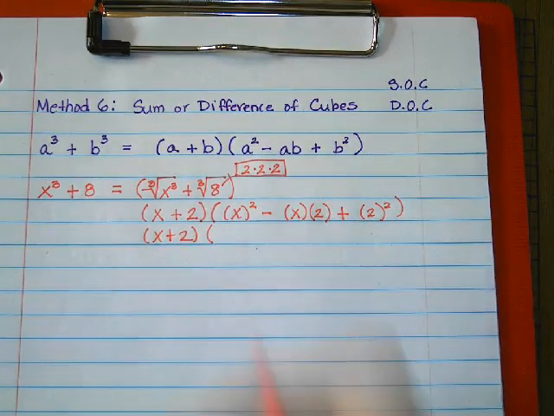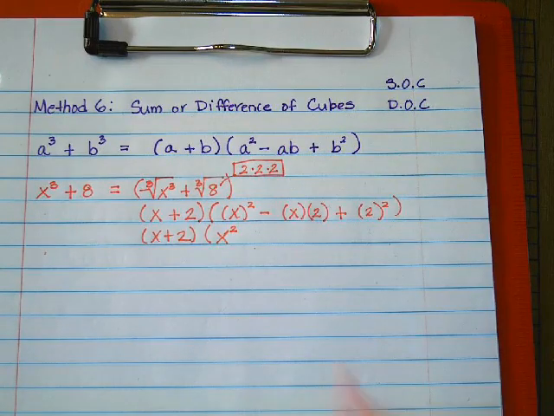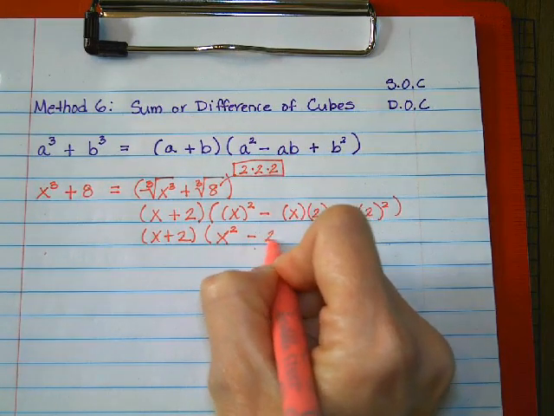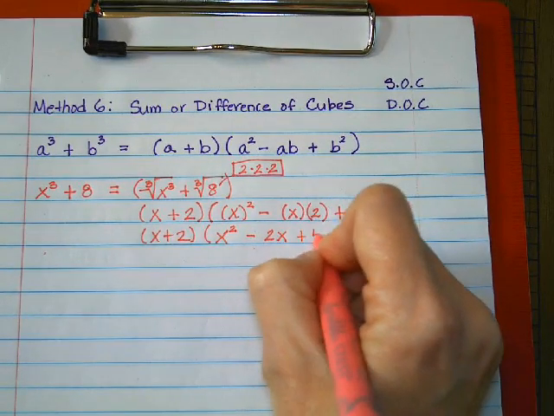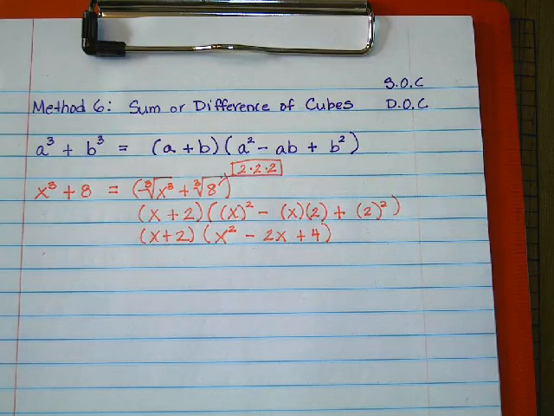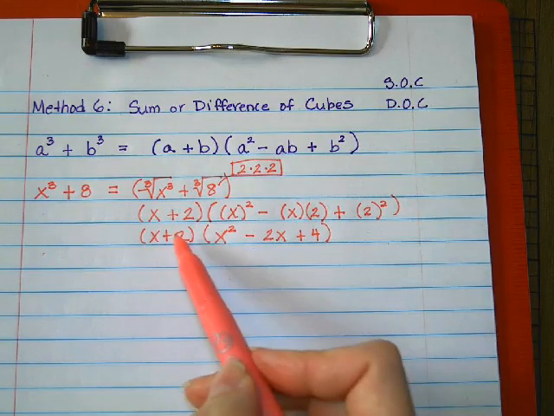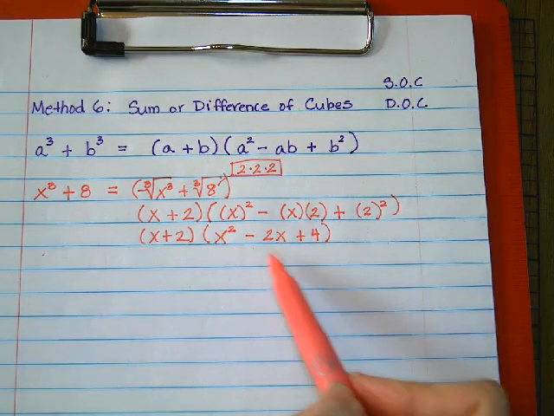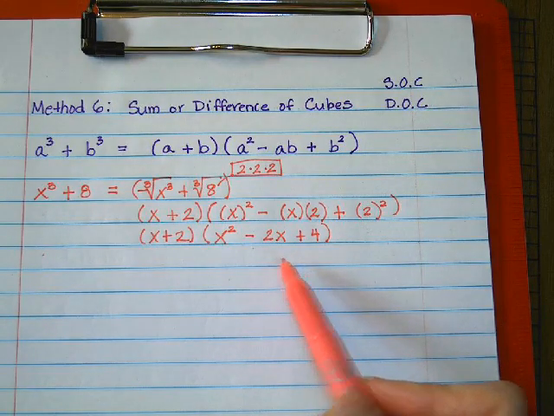x squared is just x squared. Negative x times 2 is negative 2x. And then 2 times 2 is 4. So now I have done the sum of cubes. And here you would finish out like we did on the front. You would set this equal to 0. You would try to X box if you could. If you can, that's fantastic. If you cannot, then you have to use the quadratic formula to find those zeros.